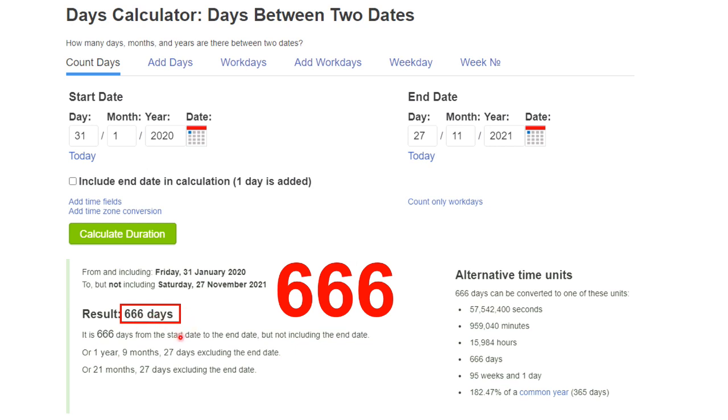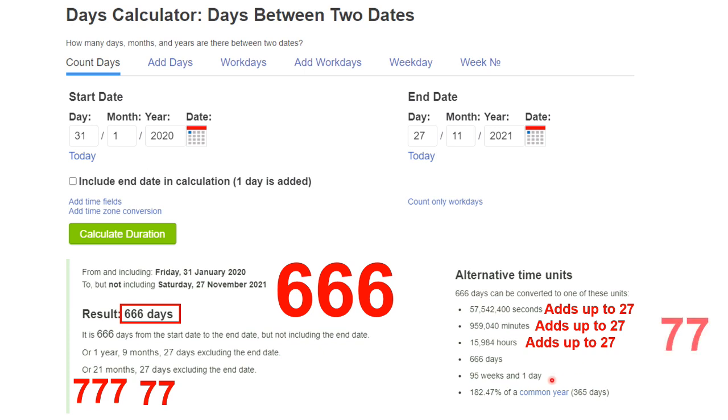666 days. And also we've got 21 months, 27 days. 21 for 3 sevens for 777. 2 sevens for 77. And then over here we've got the alternative time unit. So we've got seconds, that adds up to 27, minutes adds up to 27, and hours add up to 27 for 77. Now I'm not sure how all that works, whether it will work as a factor because you divide it by 60 or whatever, but that is not a coincidence.